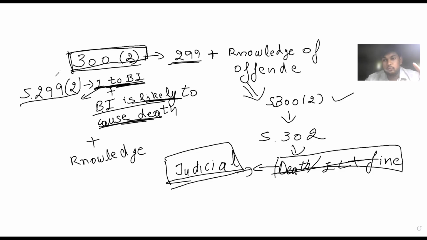In that we have two things which need to be proved: intention to cause bodily injury, and that injury is likely to cause death according to medical experts. Look, once section 299 2 is proved, that is these two elements are proved, then you can make the accused liable under section 304, that is culpable homicide. And what does section 300 tell us? It gives us the punishment for culpable homicide not amounting to murder.